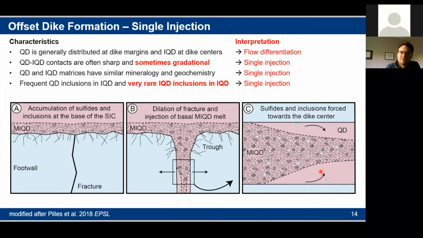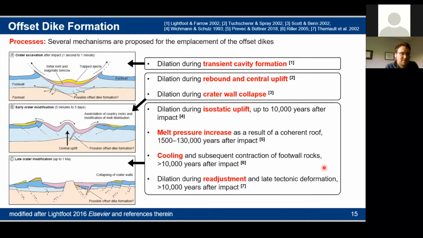But overall, the process of flow differentiation is not that well understood, and it has never been calculated for the volumes and for the sizes of dikes we are working with. This is a process which usually is applied to very narrow dikes. And it has also never been applied to dikes which are impact related. There are a lot of uncertainties involved with this, and it's not clear if flow differentiation can actually account for the characteristics we see. And we believe that, at least for the moment, the characteristics of the offset dikes rather support multiple injections.